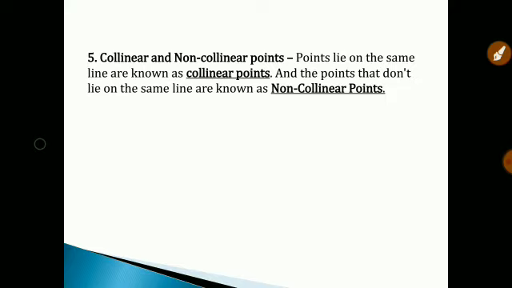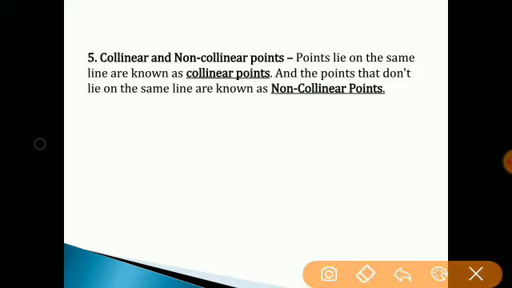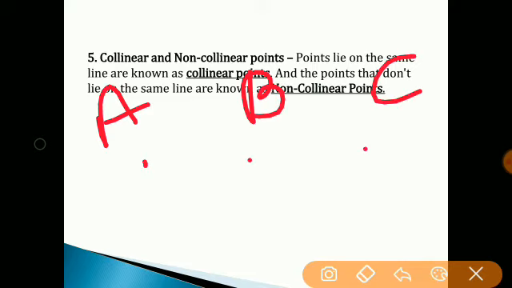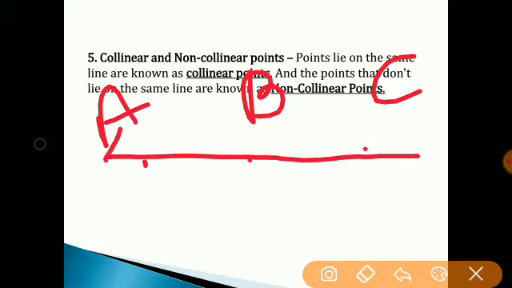Fifth one is collinear. Points which lie on the same line are known as collinear points. For example, suppose we have 3 points A, B and C, and if all of these exist on the same line, that is called collinear points.